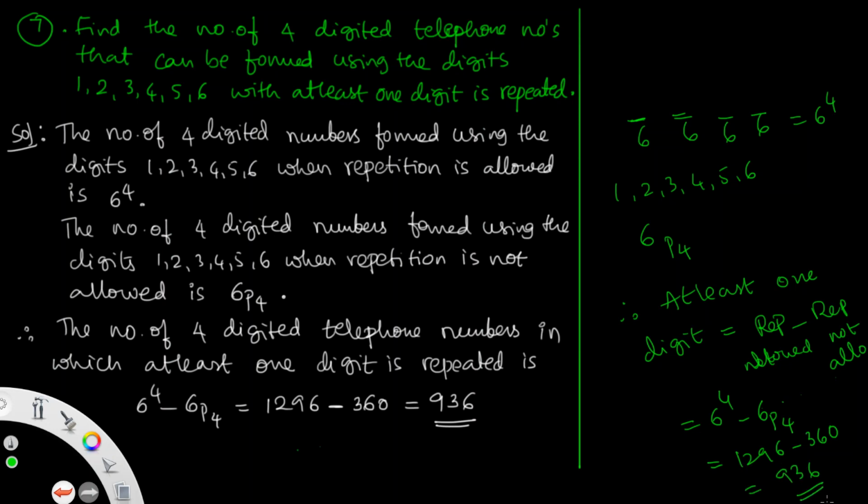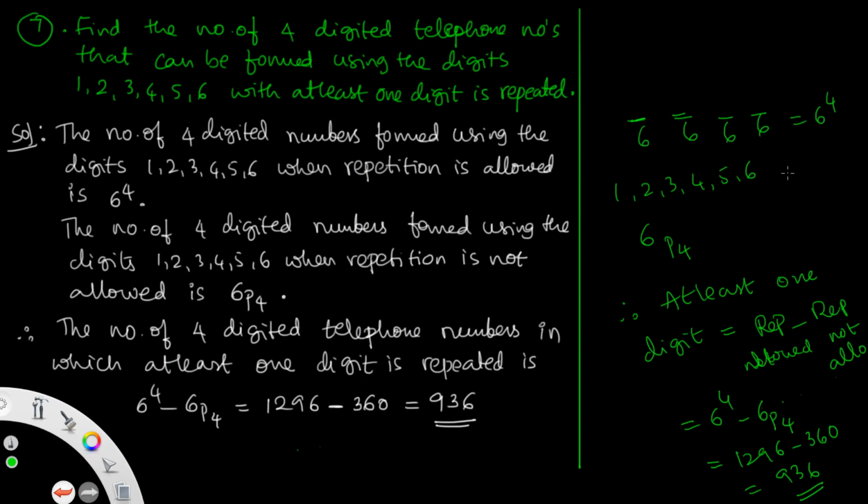So, find the number of 4-digit telephone numbers using the digits 1, 2, 3, 4, 5, 6 with at least one digit repeated. First we have to fill in with repetition allowed using the digits 1, 2, 3, 4, 5, 6. For a four-digit number, each box can be done in 6 ways. The second place can also be done in 6 ways, and the third and fourth places too. Total number of ways is 6 power 4, since the given digits can be used any number of times.